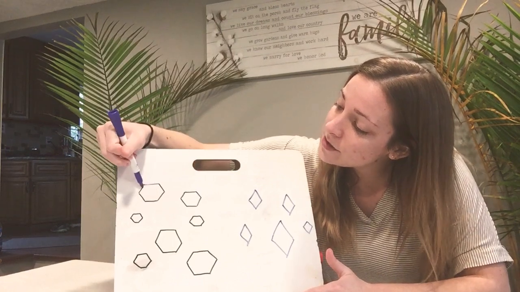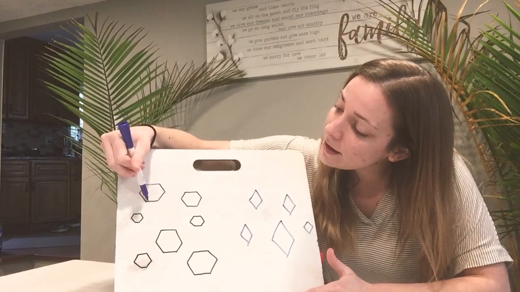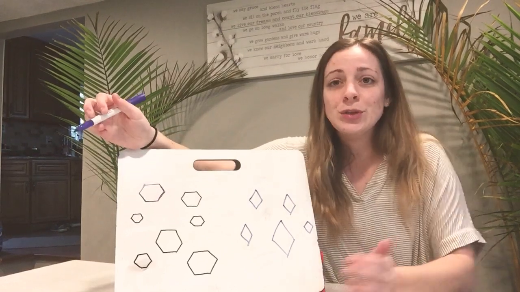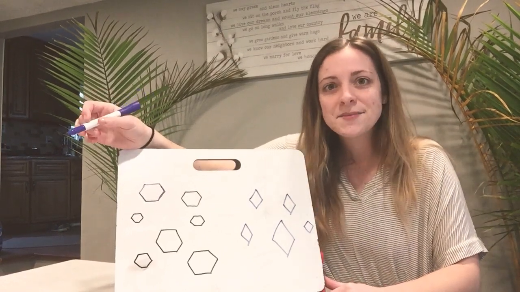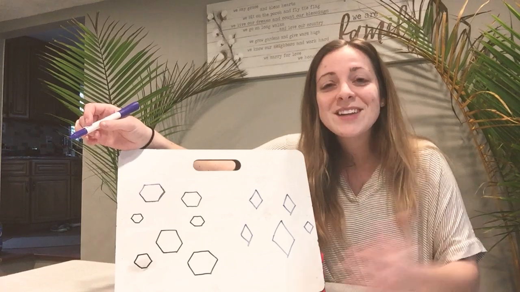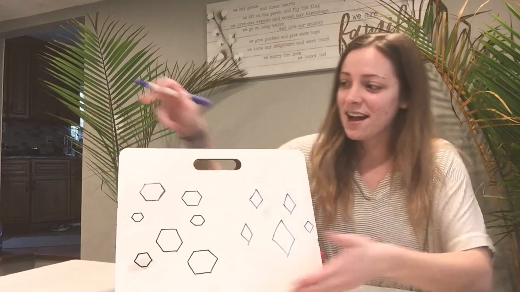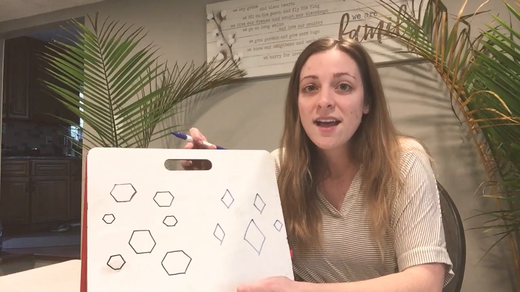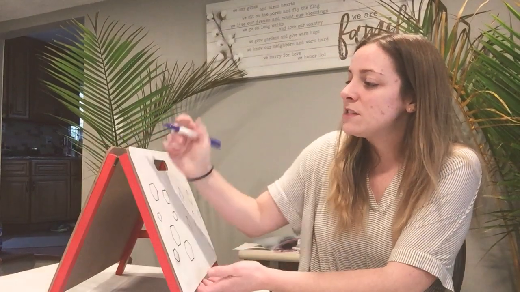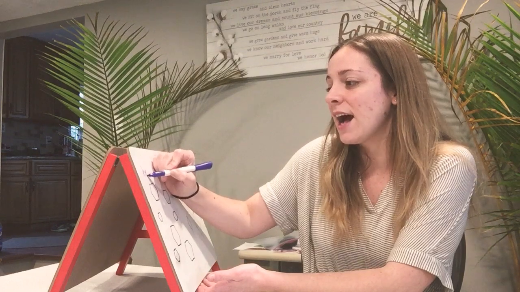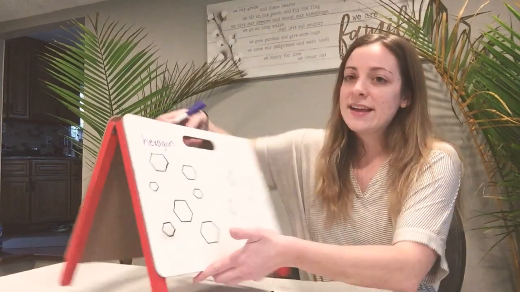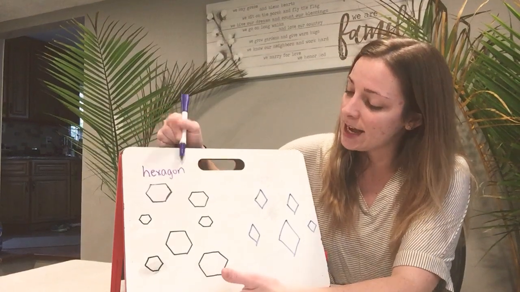1, 2, 3, 4, 5, 6. Do you know what shape has 6 sides? That's right, nice thinking. It's a hexagon. So hexagon starts with an H, right? So Miss Fisher is going to write hexagon, and it starts with an H. That's how we write our hexagon.